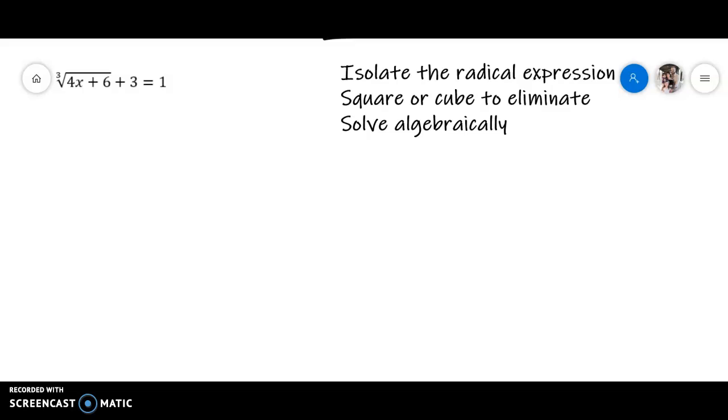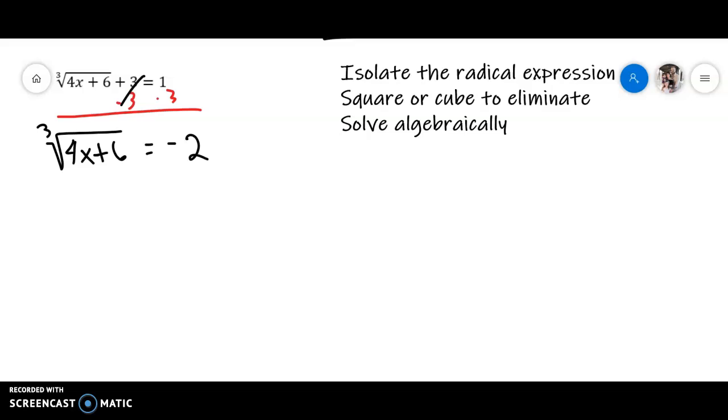So let's look at this expression. We have the cube root of 4x plus 6, plus 3, is equal to 1. Now if I'm trying to solve this, I need to isolate my radical expression. So to do that, I would simply subtract 3 on both sides, right? Subtract 3 there, subtract 3 there, see what happens. This 3 cancels out, so I have the cube root of 4x plus 6 equals 1 minus 3, which is negative 2.